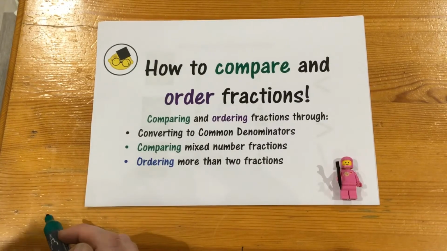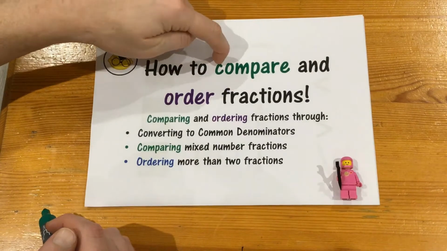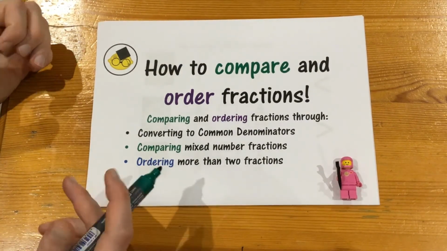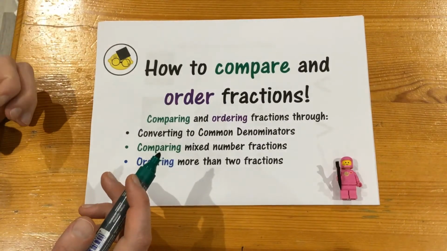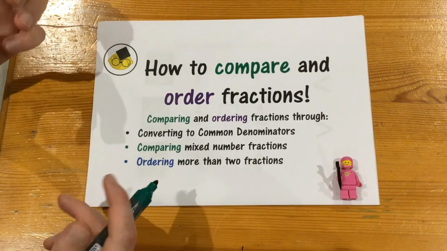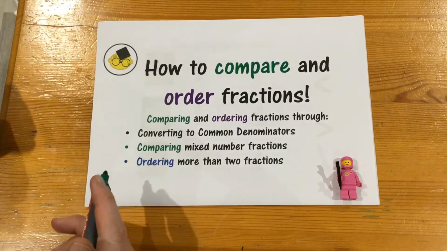How to compare and order fractions. Comparing fractions means you've been given two fractions and are being asked to calculate which is the larger or the smaller of the two. And ordering fractions, you may be given three or more fractions and have to order them from smallest to largest or largest to smallest.